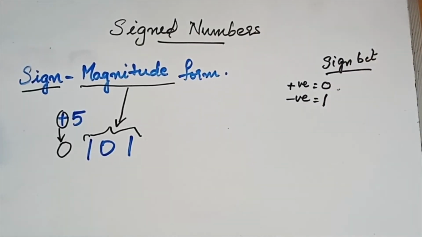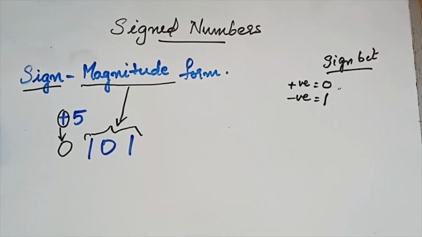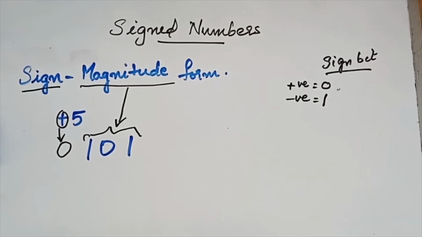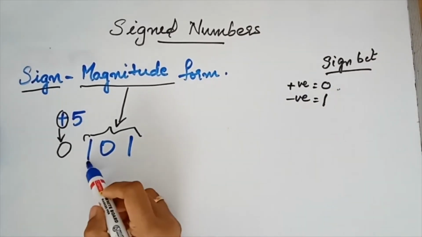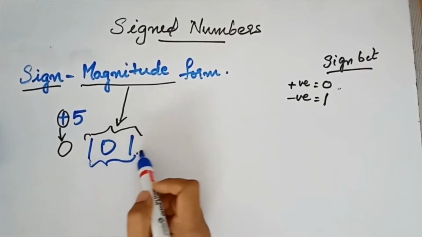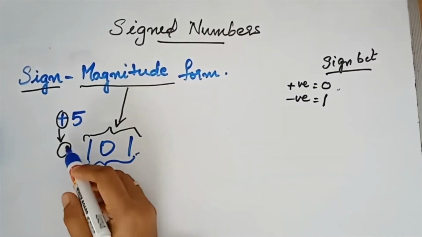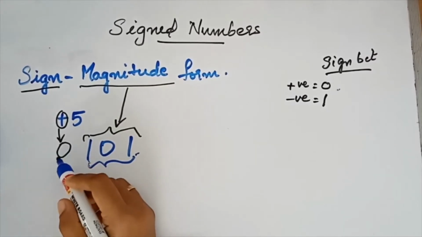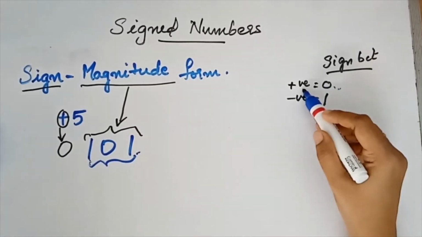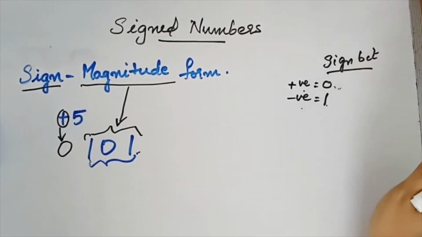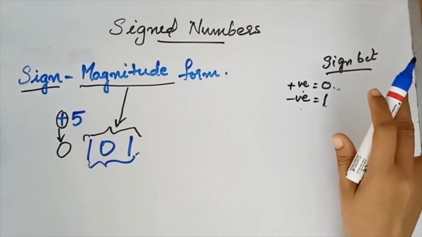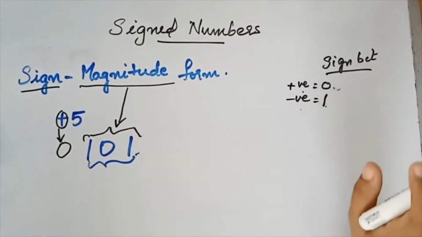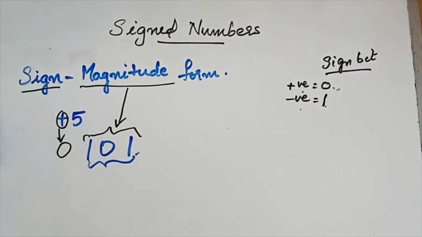So the sign bit is the bit to the left of the MSB. MSB is normally said for binary, but this is not actually binary. It's a form of binary representation with sign. This is the magnitude, so the MSB and LSB will be these. To the left of this MSB, you will have a sign bit. If the sign bit is 0, then that number is positive. If it's 1, then the number is negative, for any signed number representation, not only in the case of sign magnitude form.